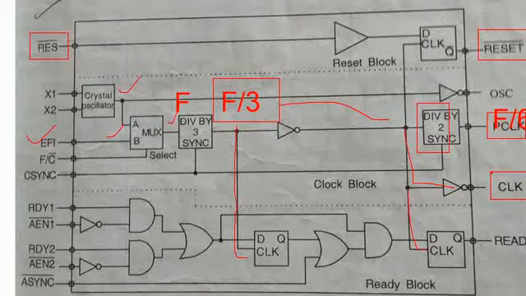Now the clock frequency is going to be what? The clock frequency is going to be F by 3. Are we clear? So however much frequency you are applying over here is divided by 3. Whatever result you are getting over here, that is the frequency of the clock signal which we are able to see from here.